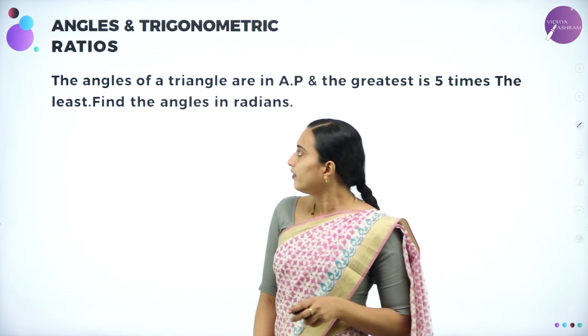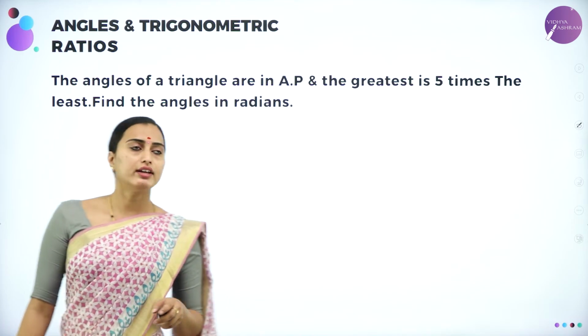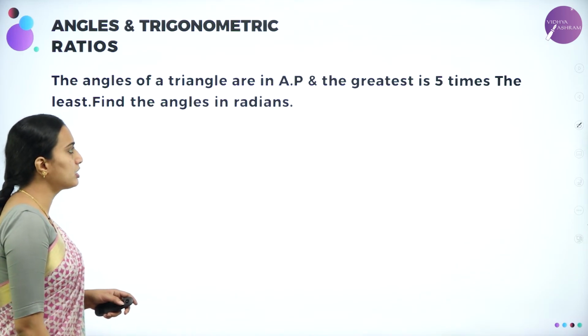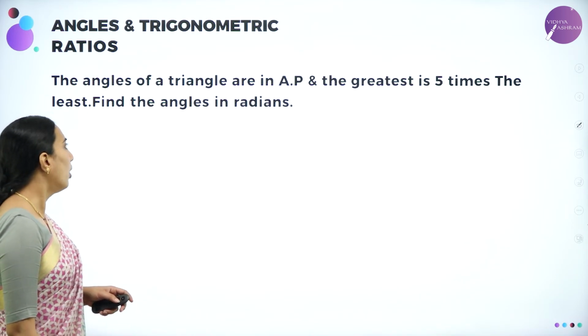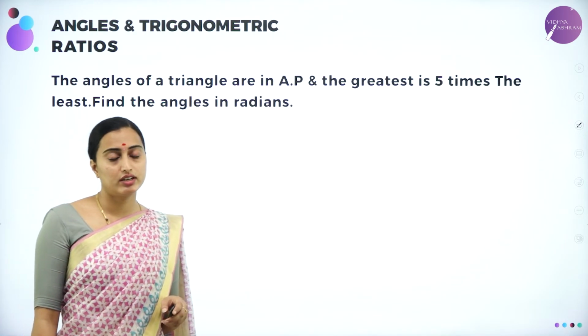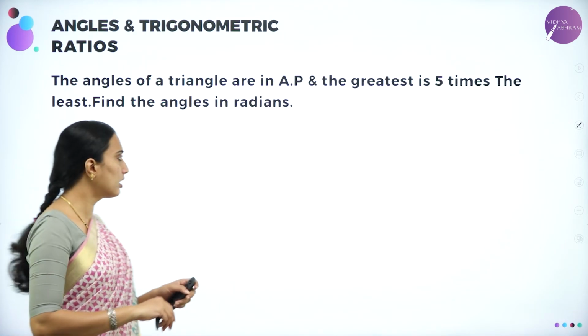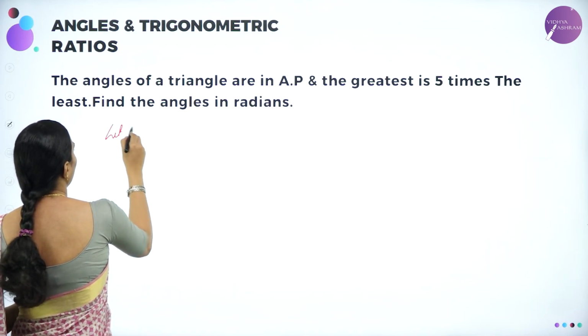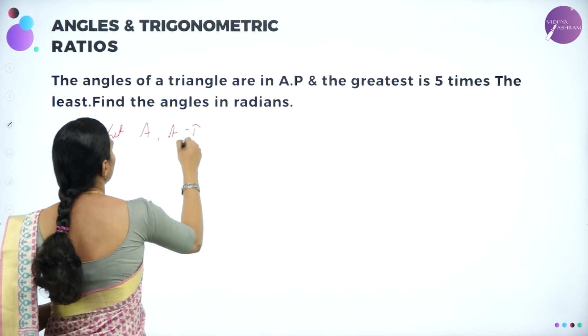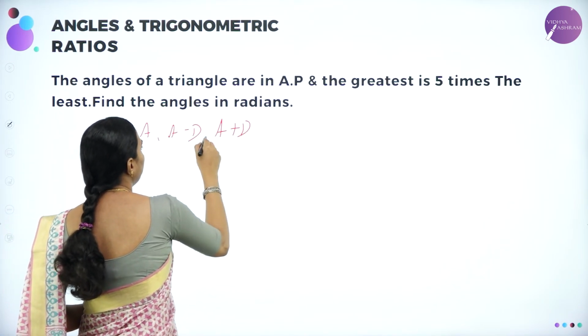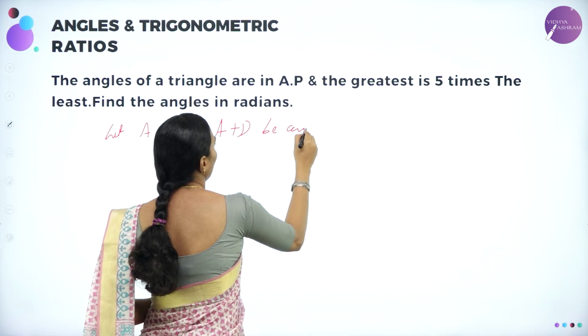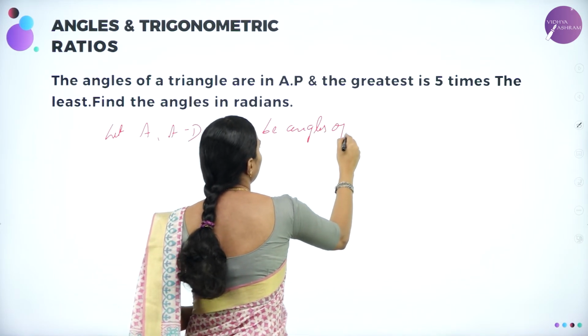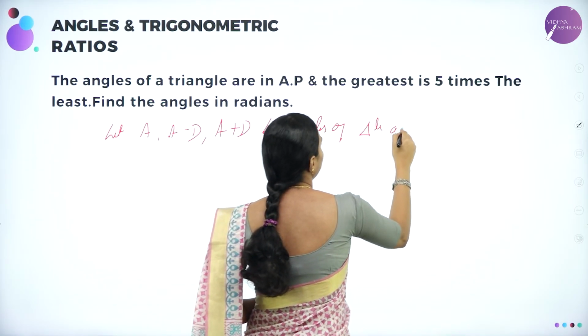What they've asked: the angles of a triangle are in AP. The greatest is 5 times the least. Find the angles in radians. Greatest is 5 times the least means, let A, A minus D, A plus D be the angles of the triangle which are in AP.